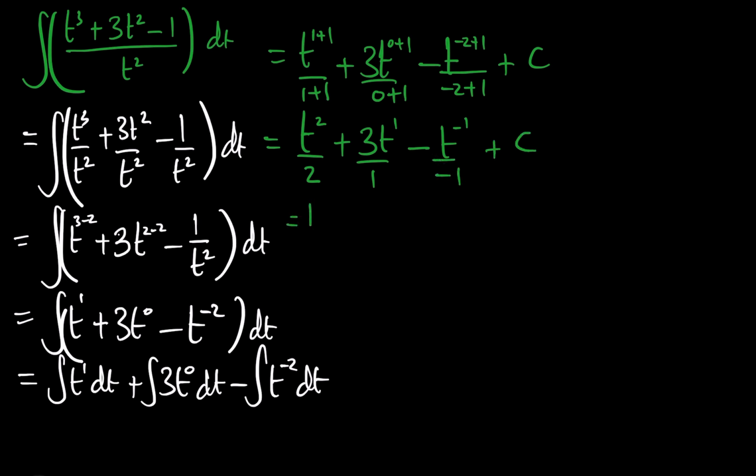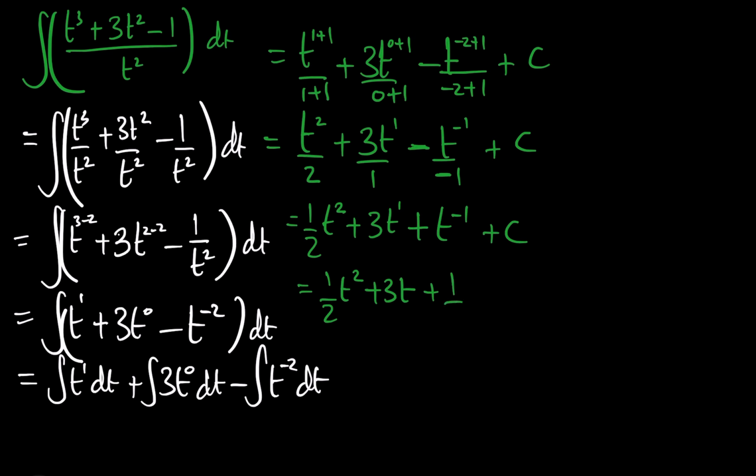Now this is simply half of t squared plus 3t to the power 1. And then don't forget this negative and this negative become positive, and we get t to the power negative 1 plus c. And we have half t squared plus 3t plus 1 over t plus c, in that order. I hope everything is clear.